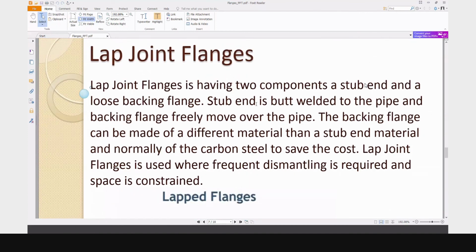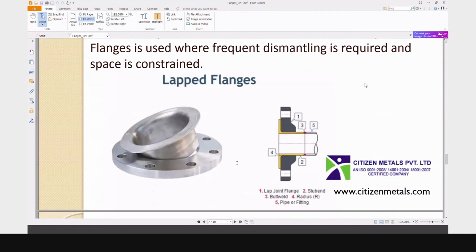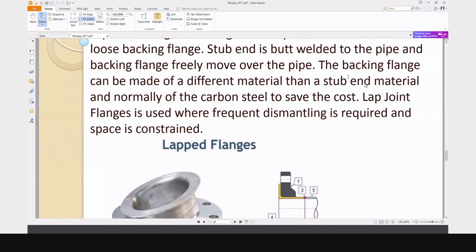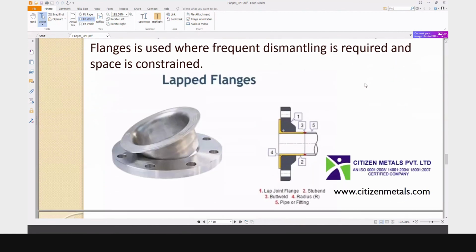The stub end is butt welded to the pipe, and the backing flange moves freely over the pipe. So the stub end is welded with the pipe. Here is the red spot. It is welded, and the flange can pass over the pipe. Now here is another, and on the left side there will be another similar type of flange, attached by bolting.